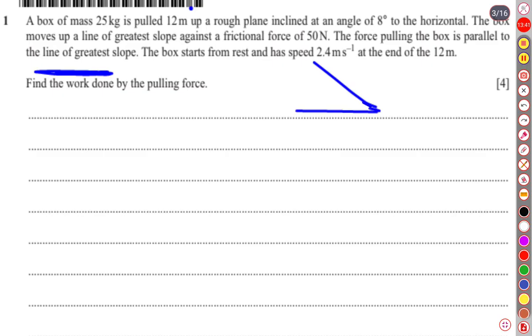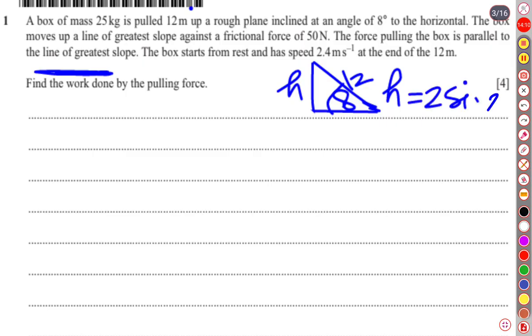Okay, the angle is 8 degrees, and the particle was moving up and moved 12 meters. So the hypotenuse is 12, and this is our h, with the angle 8 degrees. So our h is equal to what? h is equal to the hypotenuse times sine 8 degrees.